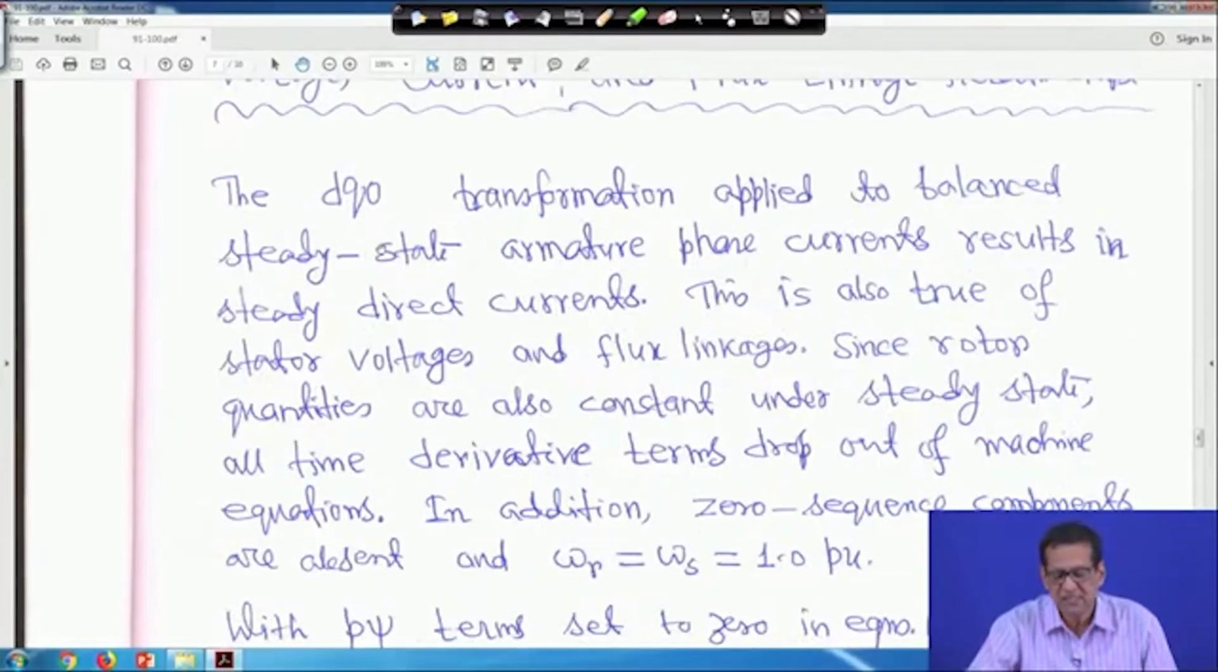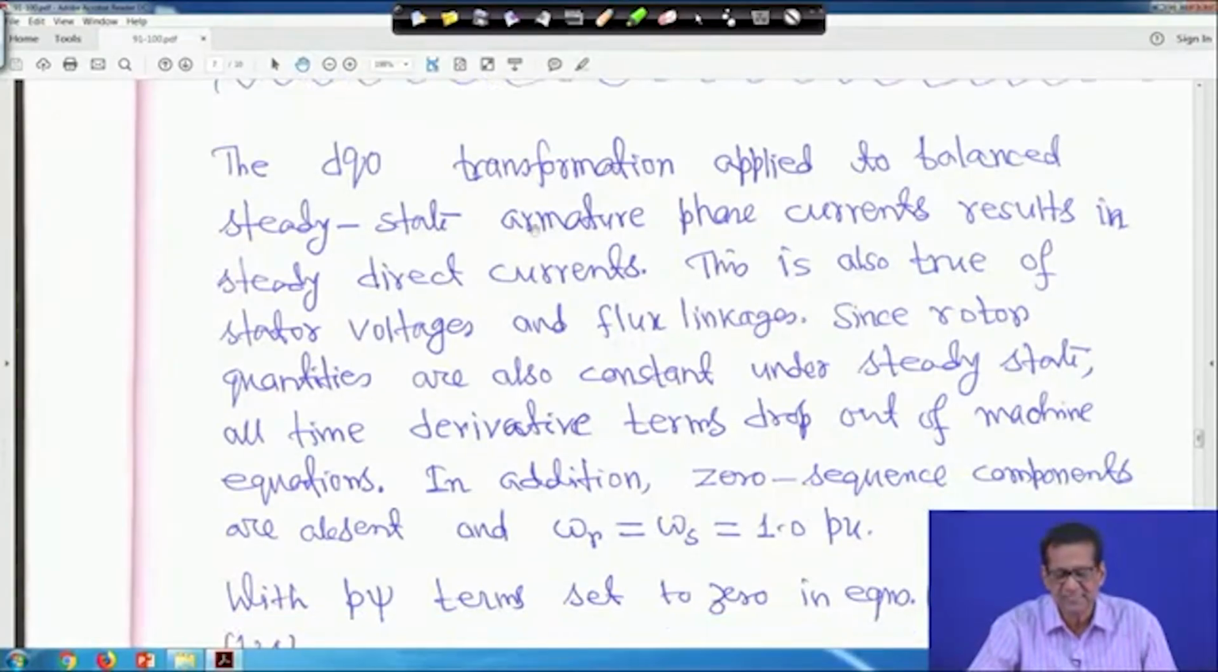The dq0 transformation applied to balanced steady state armature phase currents results in steady direct currents, right. This is also true of the stator voltage and flux linkages. This we have seen. Since rotor quantities are also constant under steady state, all time derivative terms drop out of the machine equations, because at steady state any term attached with p, that is d by dt, will be dropped, because at steady state those terms are 0.